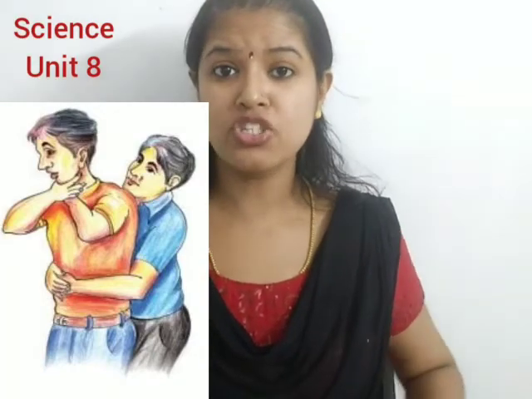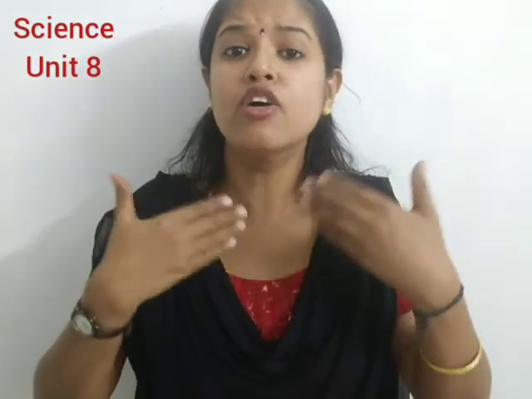So what you have to do, children, you have to hold the person from behind the abdomen, then fold one palm and put it below the ribs. Here are our ribs. So put it below the ribs, and then place the other hand on top of it and press very hard and very quickly so that the food particles will come outside.